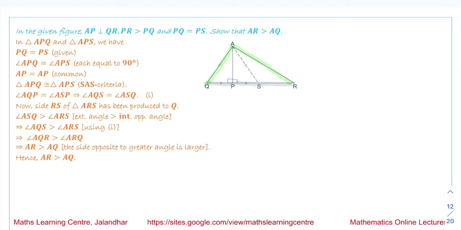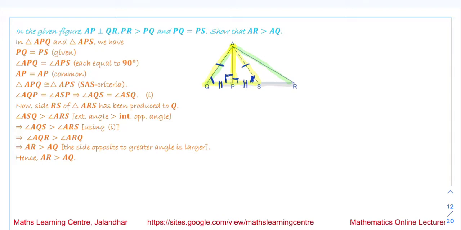Further, a few more things are given to us in this figure. So we are talking about the triangle APQ and the triangle APS. Now if we look at these two triangles, it is given to us that this side and this side are equal, then this side and this side are equal. These angles are of 90 degrees. So by the SAS axiom, these two triangles are congruent to each other. So the angle formed at this Q is equal to the angle formed at this S.